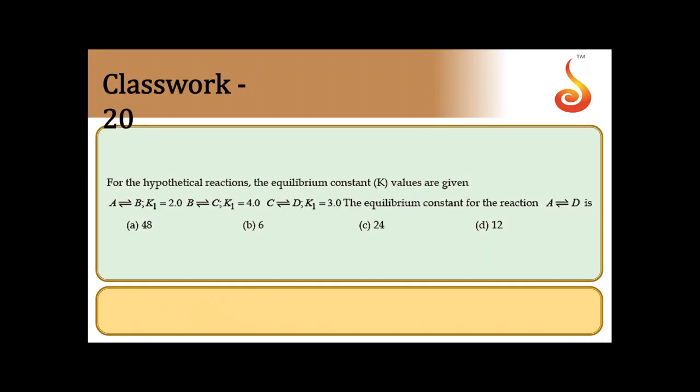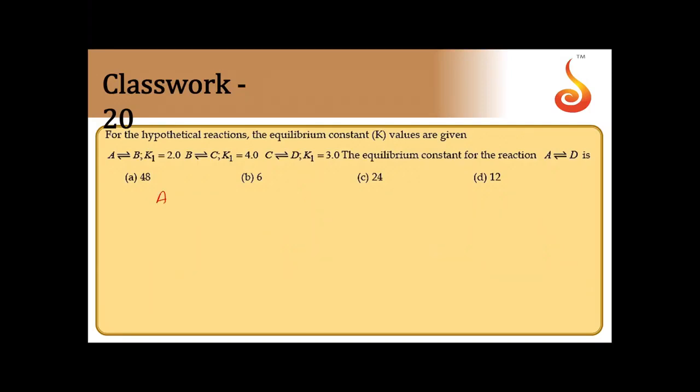Then the 20th one. For hypothetical reactions, the equilibrium constant K values: A to B, K1 is 2; B to C, K2 is 4; and C to D, K3 is 3. The equilibrium constant for the reaction A to D is how much? Let us write the equilibrium constant reactions. A to B value is given as K1 equal to 2. Then B to C, the value is given as 4. C to D, the value is given as 3.